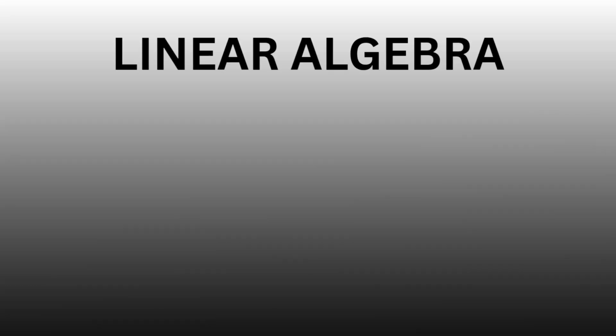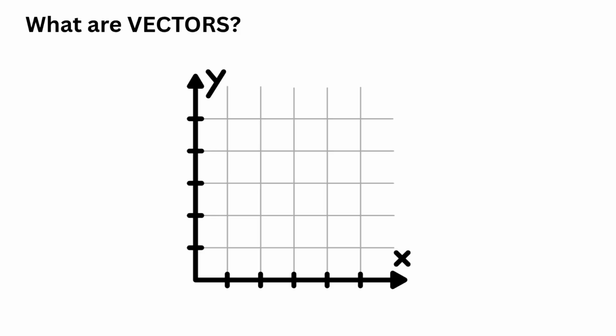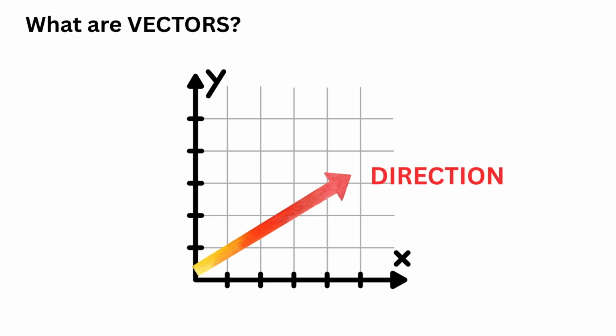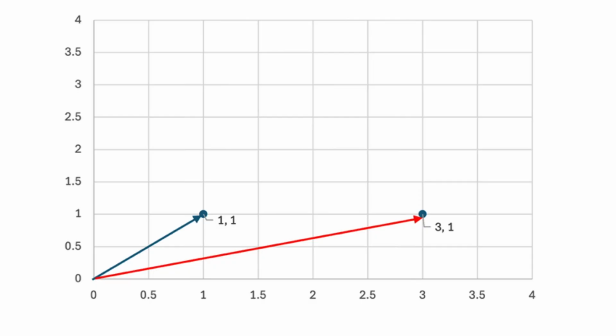And let's start with vectors. What are vectors? First, imagine drawing an arrow on a sheet of paper. That arrow tells you two things: which direction to go and how far to go. In math, that kind of arrow is called a vector. Now in 2D space, it will be defined by two numbers. Below are two such arrows defined by two numbers each, (1, 1) and (3, 1). So the vectors (1, 1) and (3, 1) are plotted as shown here.